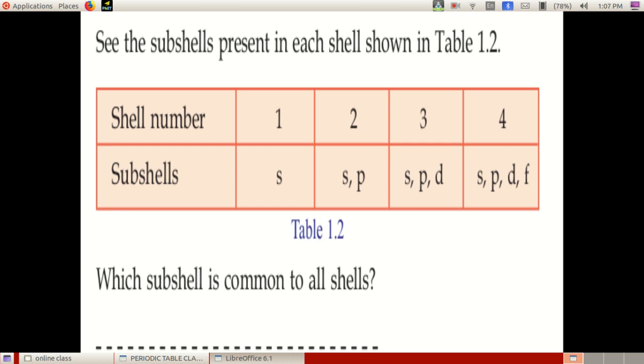How can you identify the shell to which each subshell belongs? Let us give the serial number of the shell to the symbol of the subshell. For example, 1s to indicate the s subshell of the first shell, and 2s for the s subshell of the second shell, and so on. See the table.